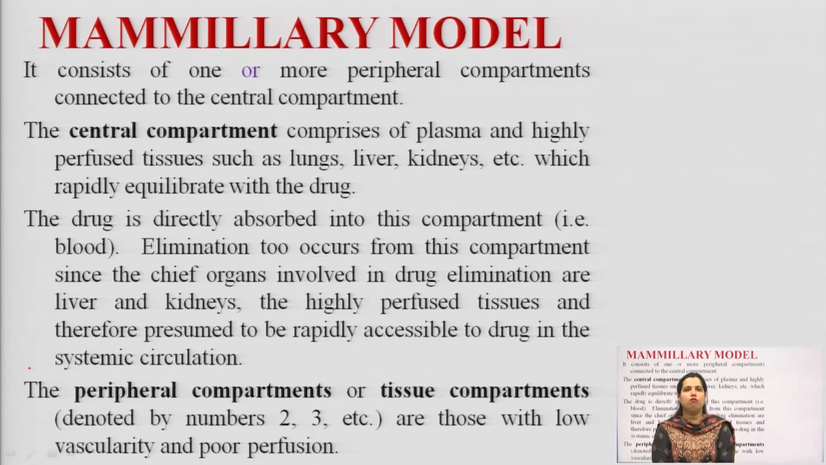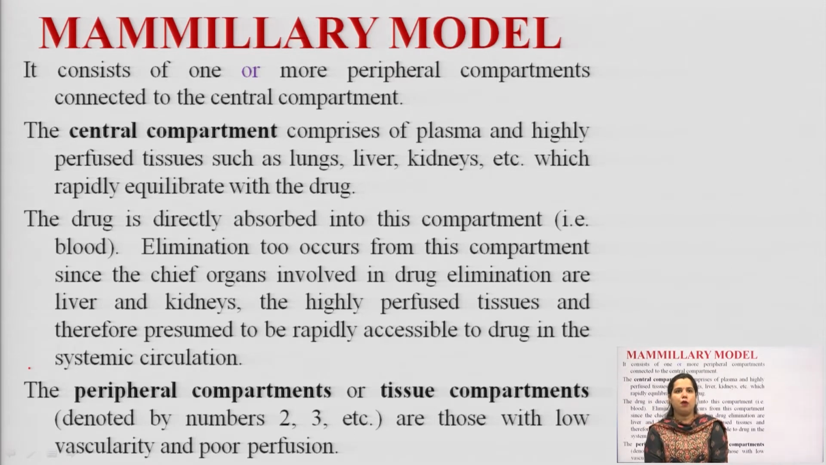It consists of one or more peripheral compartments connected to the central compartment. Basically, the different peripheral compartments are connected to the central compartment. The central compartment comprises plasma and highly perfused tissues such as lungs, liver, kidney, etc. For example, as the central compartment we consider the blood or plasma compartment and highly perfused tissues, and it is further connected to the peripheral compartments, and we assume that the drug is evenly distributed among all these compartments.